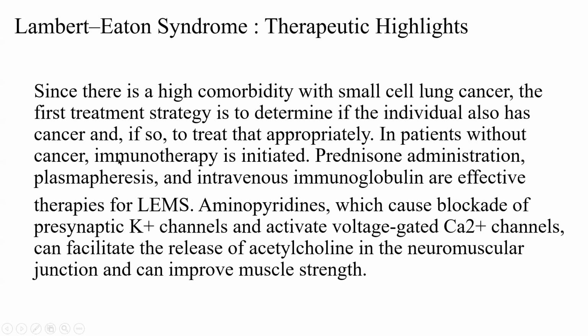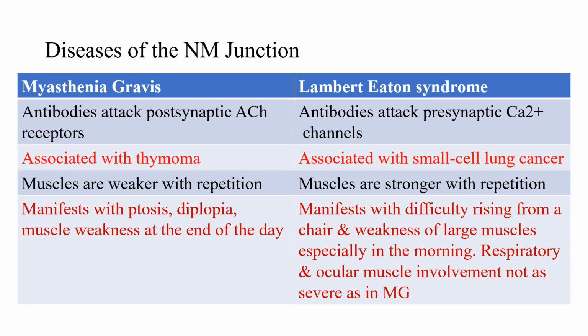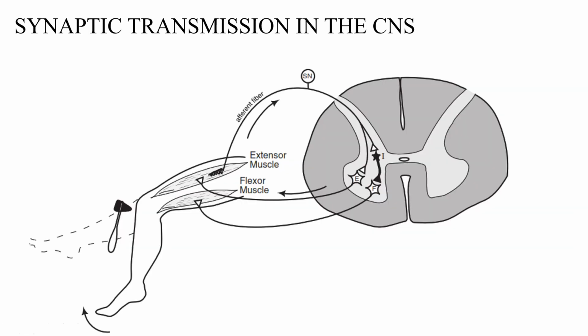So what is the therapeutics for Lambert-Eaton syndrome? In patients without cancer, immunotherapy is used. Prednisone administration and plasmapheresis are given. Lambert-Eaton syndrome is autoimmune, right? So suppressive drugs are given.